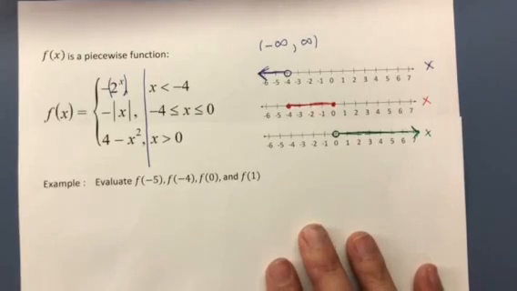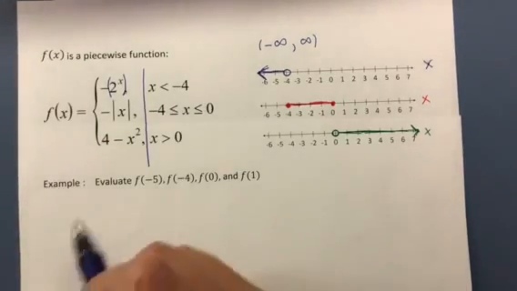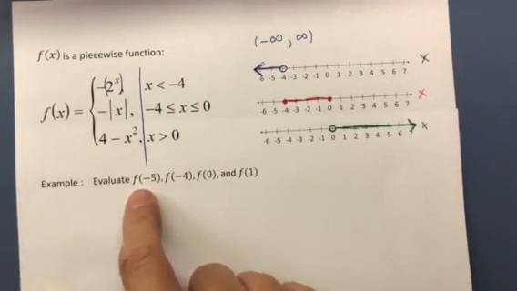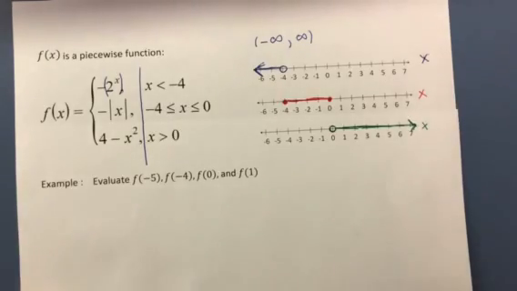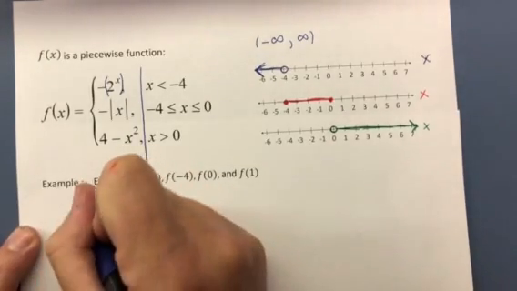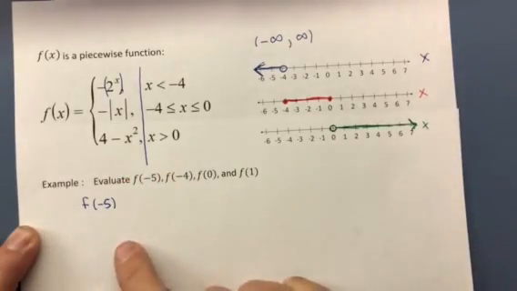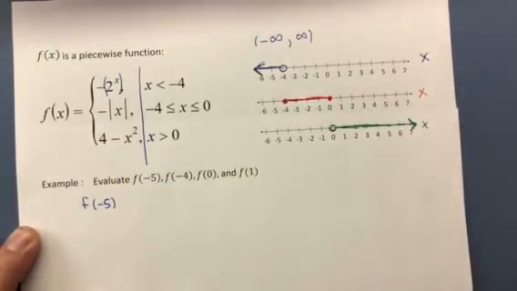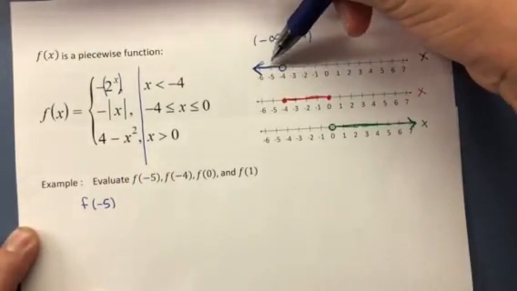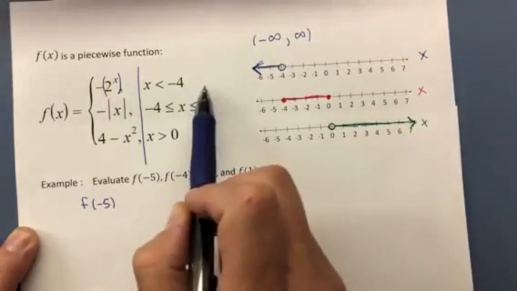All right, so now we can pretty quickly evaluate f of x at these 4 values of x. All right, so for the first one, f of -5, I'm just going to think about that. Where's -5 on my number line? It's going to be less than -4, so I use this top function.